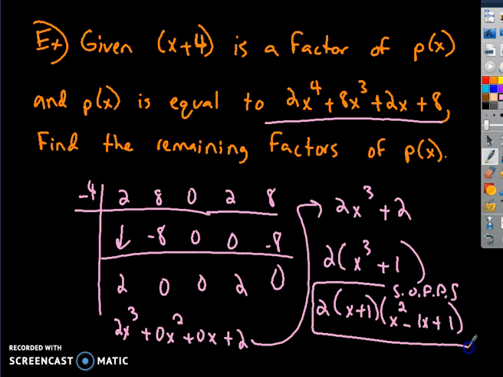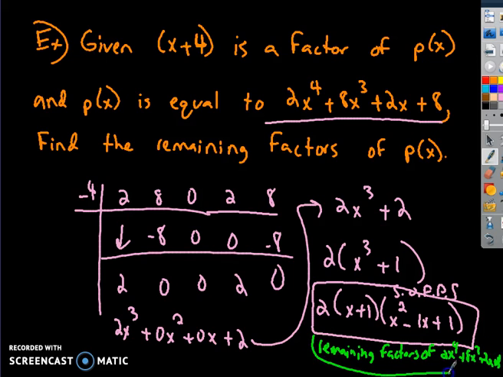These are the remaining factors. And I'll put a note somewhere around it so I know what I just found. I would say remaining factors of 2x to the 4th plus 8x to the 3rd plus 2x plus 8. And that's it. All right, so that's how I can actually find the remaining factors given a factor.